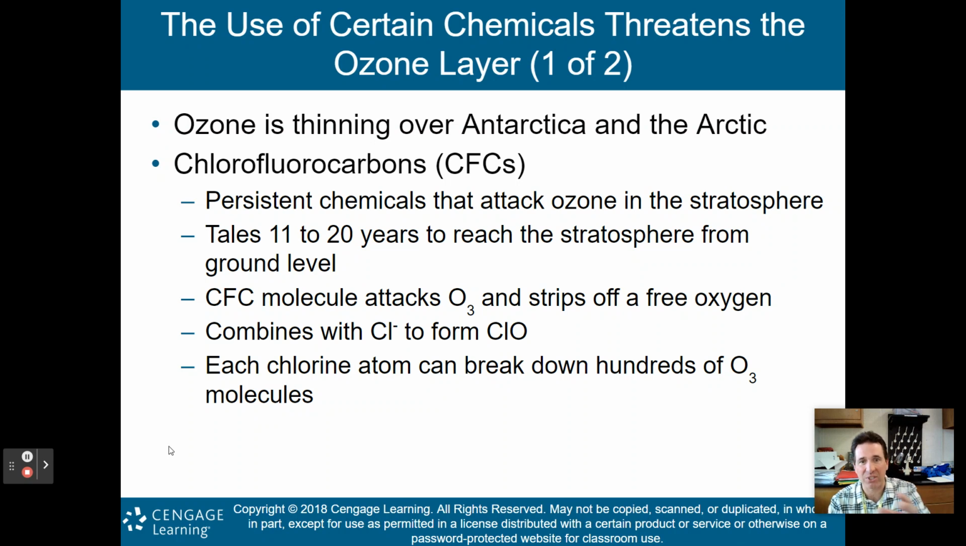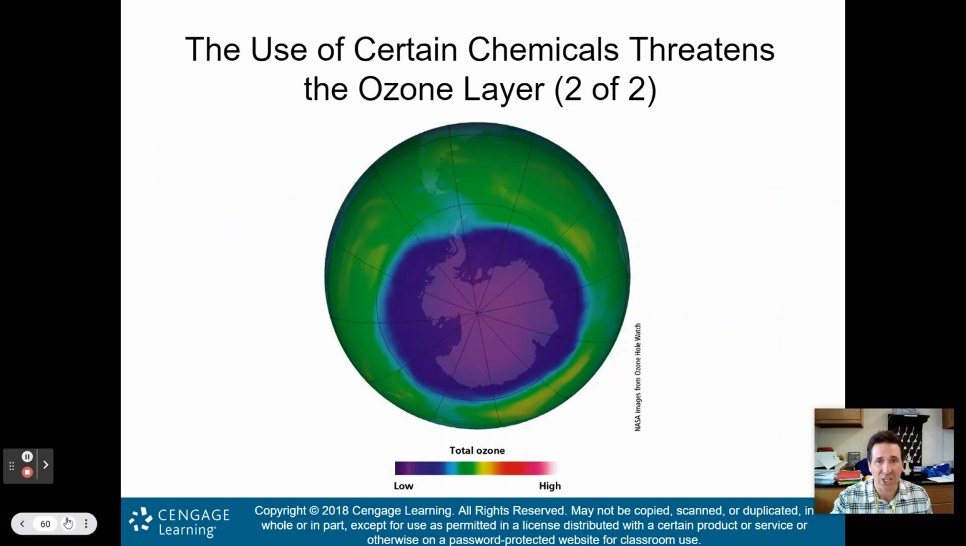So that's basically what happens. This chlorine comes in, strips one of the O's off of the ozone, right? So now you have O2, not O3. O2 is not ozone. O2 cannot protect us from ultraviolet radiation. And now you have what is known as the ozone hole.